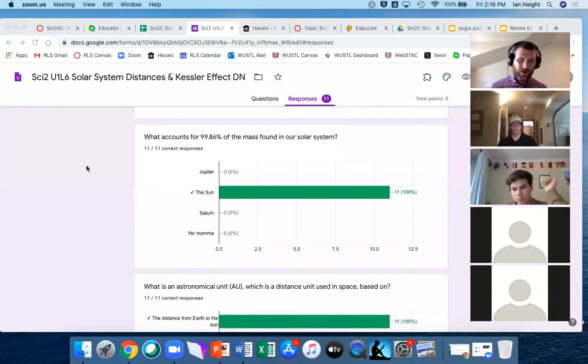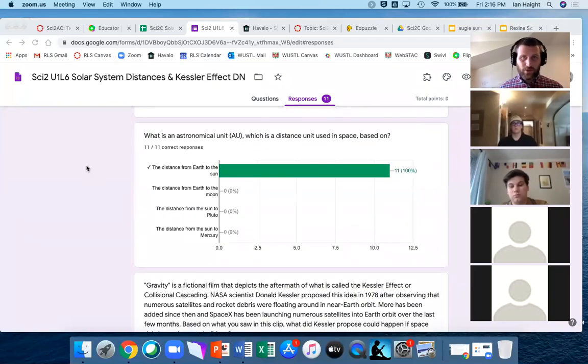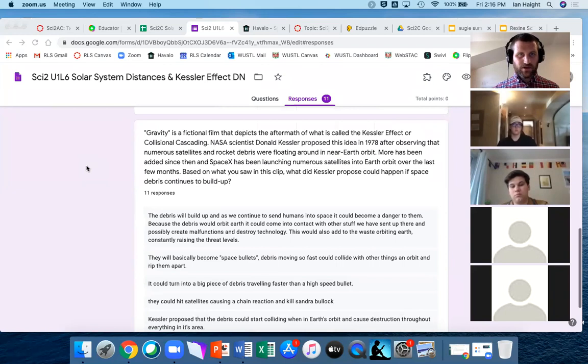So what accounts for 99.86% of the mass in our solar system? All of you got that it was the sun. That's from our earlier chapter 28.1 reading. What's an astronomical or AU unit based off of? Again, 100% answering the distance from Earth to the sun. So everything's sort of relative to that, the simplest way we can measure things.